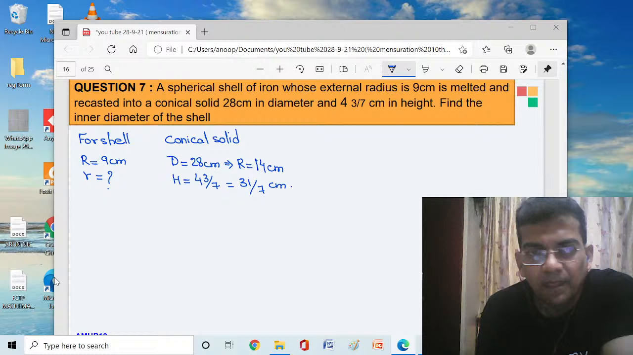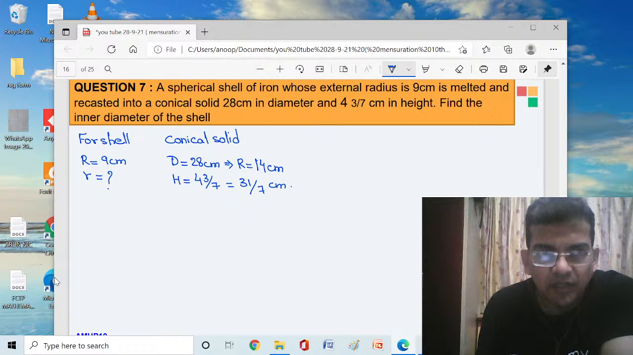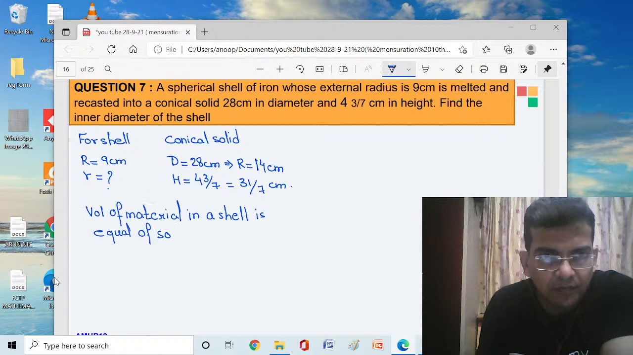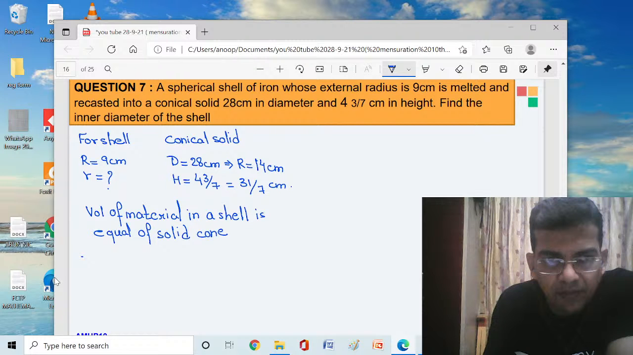Now they say this shell was melted and recast into the conical solid. So we can say volume of material will be equal. So let's equate their volumes. So for the shell we have 4 by 3 pi R cube minus r cube, and for the cone we have 1/3 pi r square h. This is the volume for the cone.